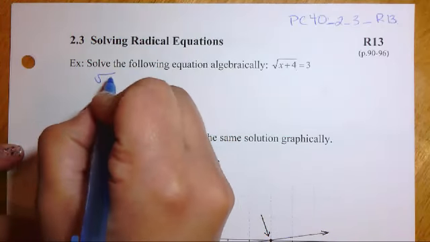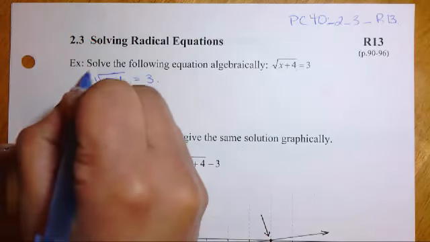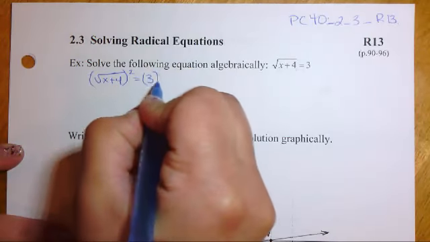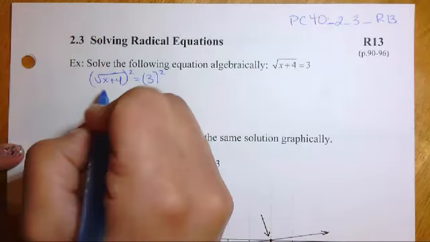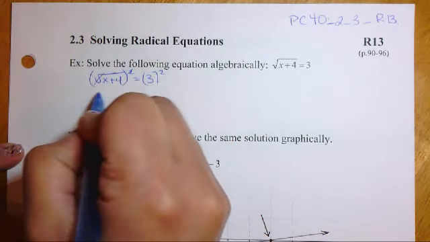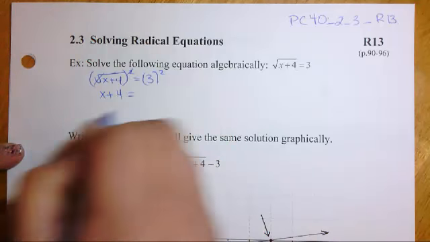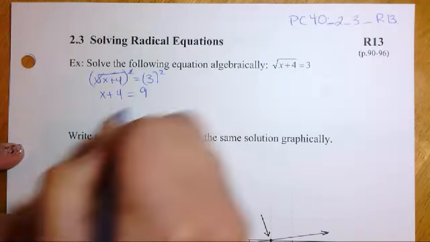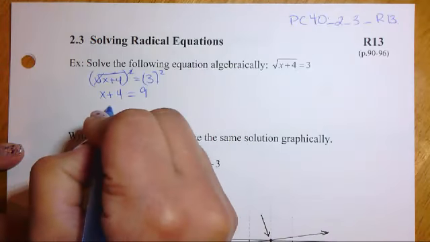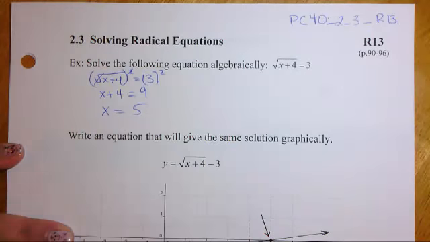So here you've got the square root of x plus 4. That's equal to 3. First thing we're going to do is we're going to square both sides to eliminate the square root sign there. So essentially it's the opposite operation. So it goes away. We end up with x plus 4, and that is equal to 9. Solving for x, subtract 4 on both sides, we end up with x equals 5.